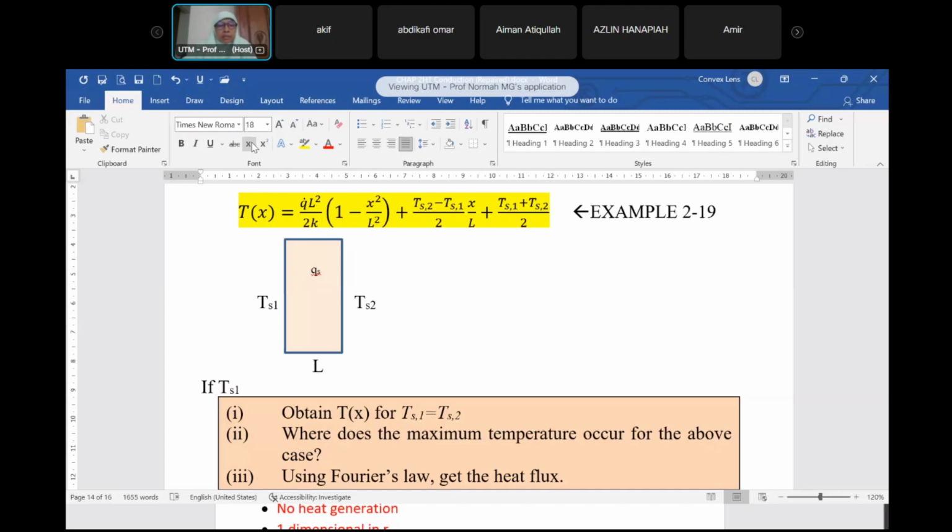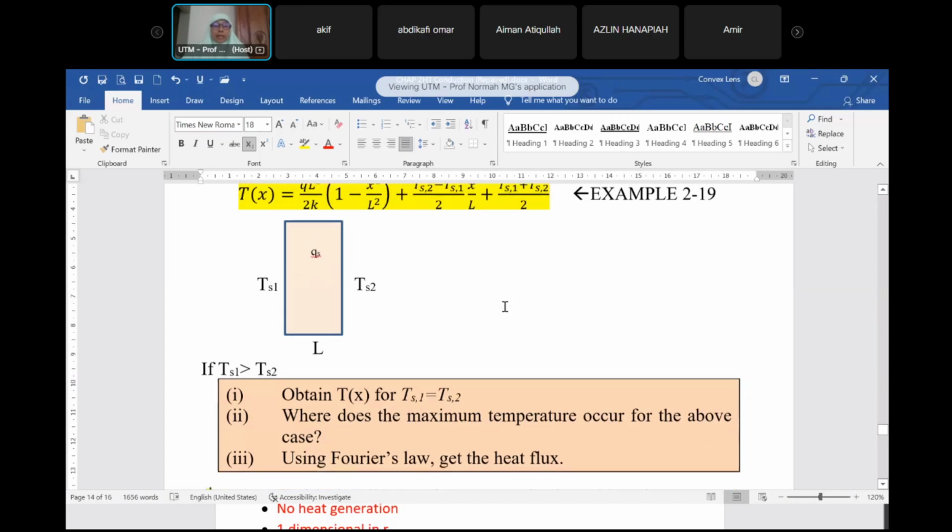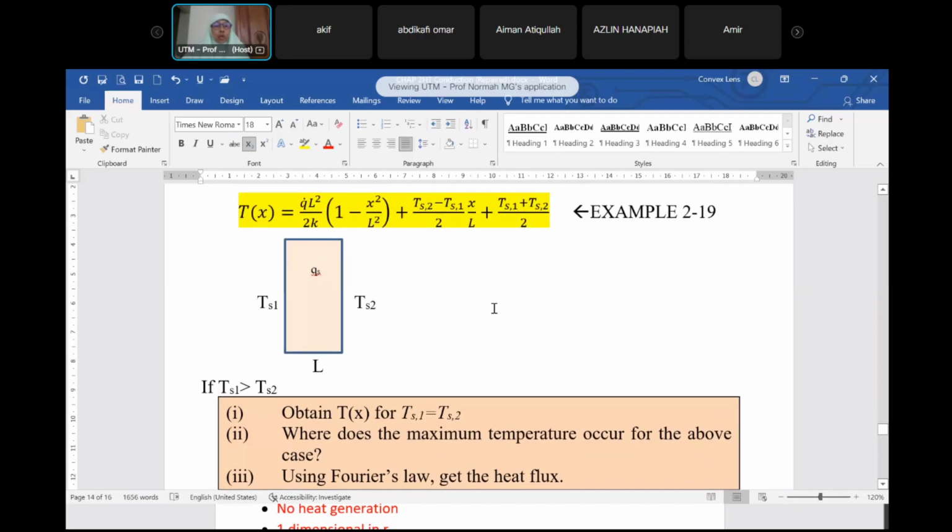TS1 is higher than TS2, because heat is being generated. The temperature profile will not be linear. If this is 0, then it's linear. But you have heat generation. So the temperature profile, if you were asked to sketch, will not be linear. It will be parabolic, if there is heat generation, because you see x squared here? It's a second order polynomial, a parabola. So it's not linear.